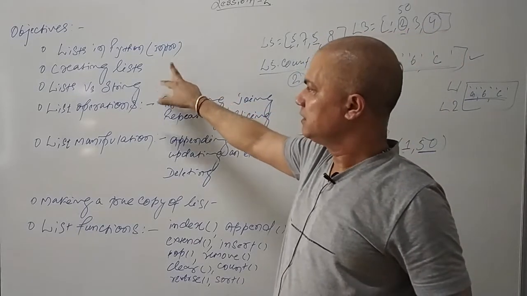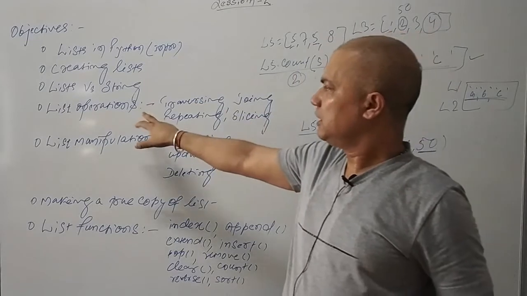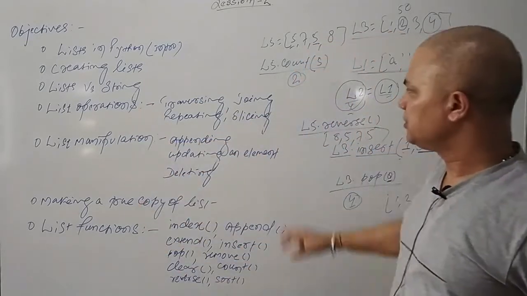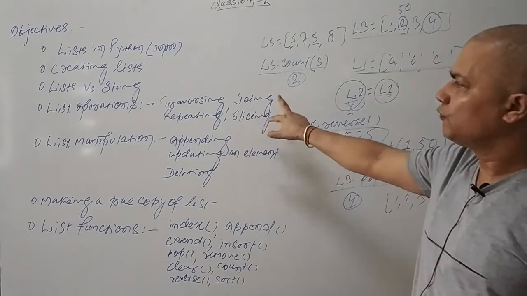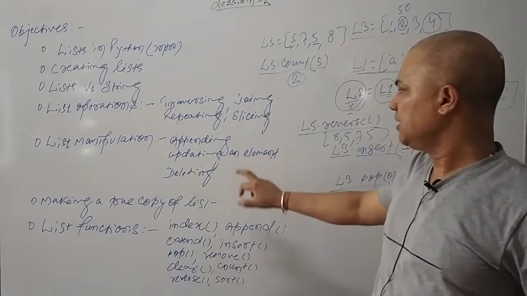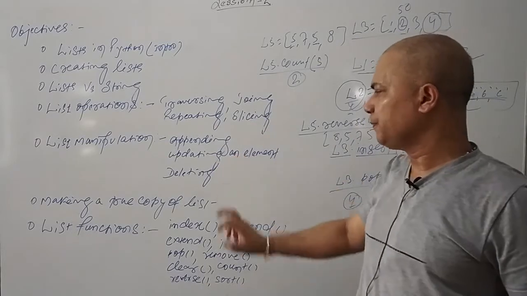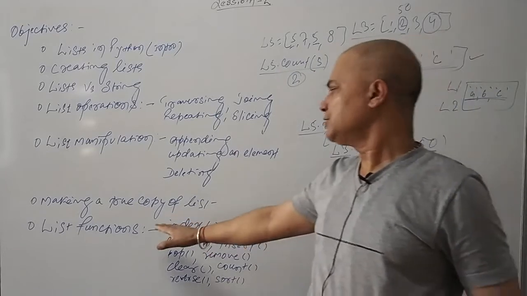We'll see list versus string. We'll discuss that above, and then we have list operations: traversing, joining, repeating, and slicing. All 4 operations we'll see. Then list manipulation: appending, updating an element, deleting, making a true copy of the list, and list functions.